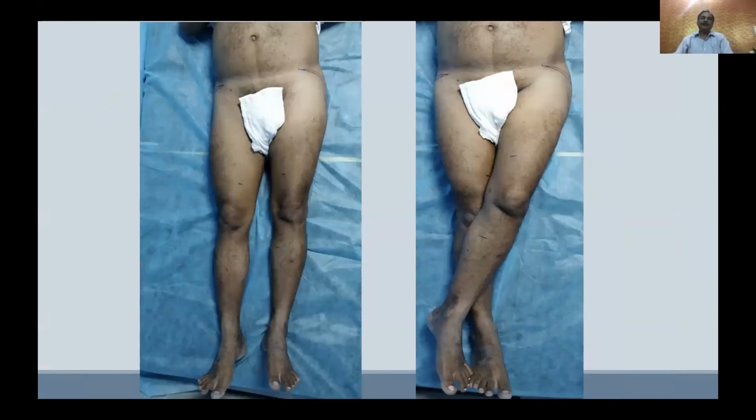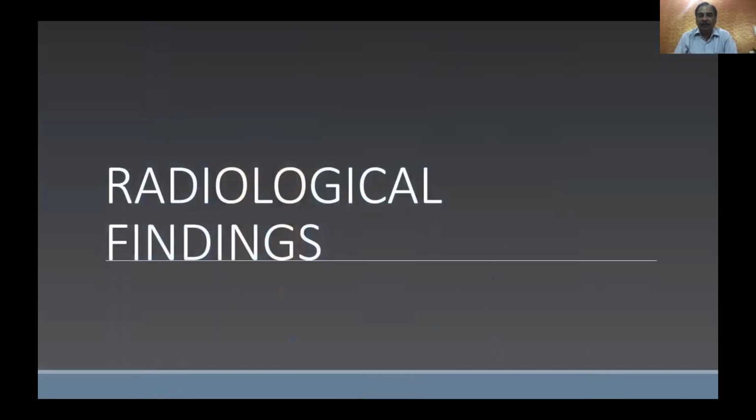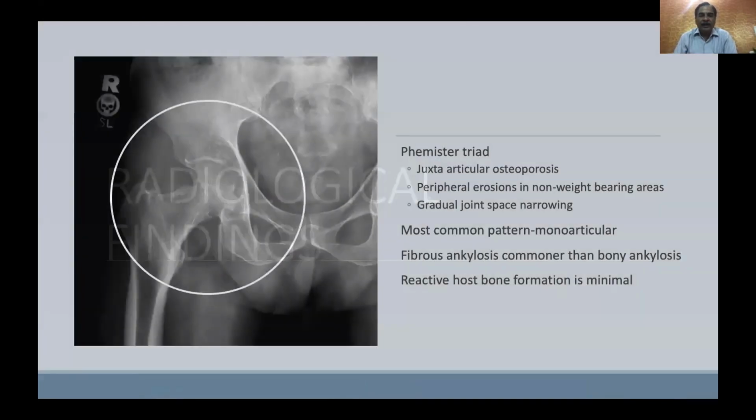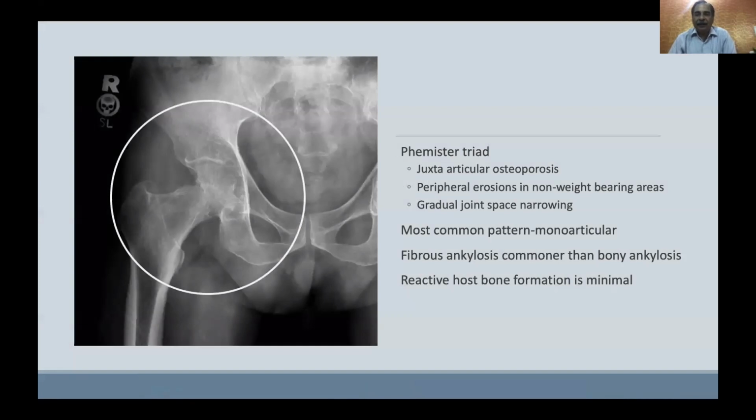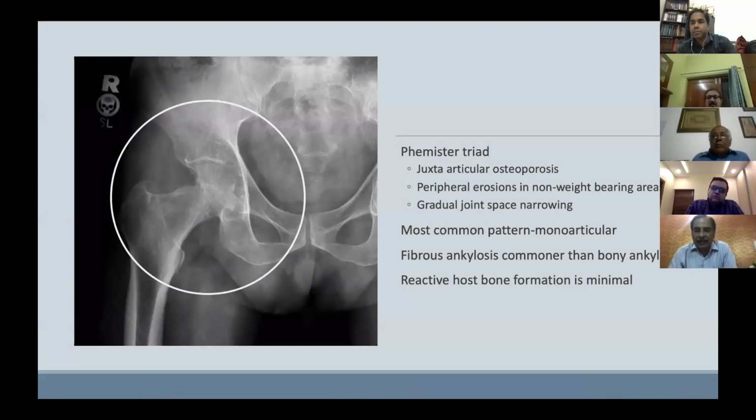On the affected side, which is the left side, the ASIS is at a higher level, which you can square, getting the joining ASIS perpendicular to the body axis by adducting and putting it in the position of deformity, as Dr. Kapoor told you. The radiological finding consists of the Phemister triad, which includes juxta-articular osteoporosis, peripheral erosions in non-weight-bearing areas of the joint, and gradual joint space narrowing.